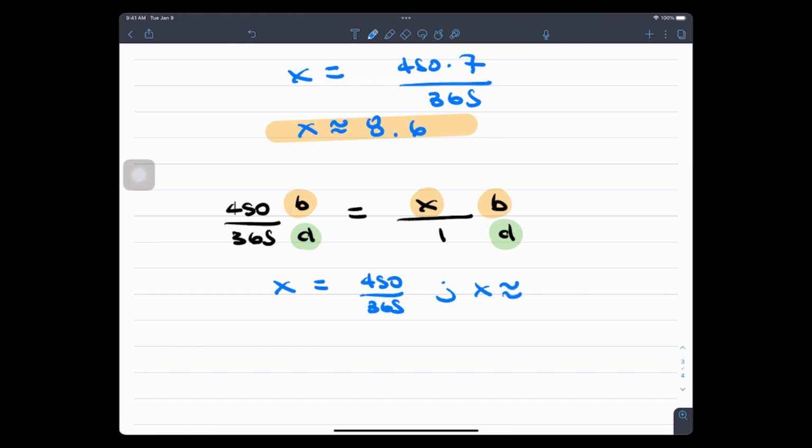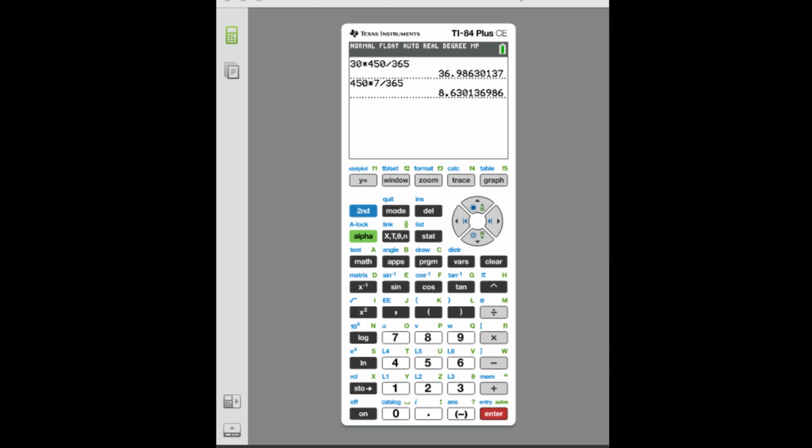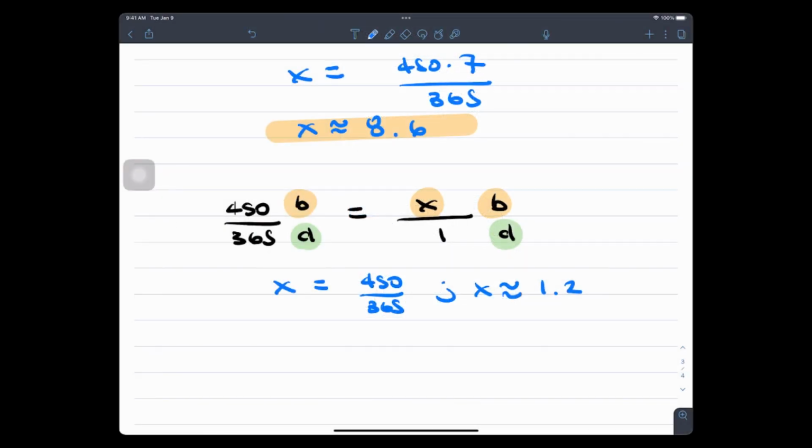What's 450 divided by 365? What do you get? 1 point what? Is that 1.2 to the nearest tenth? Ladies and gentlemen, that's 1.2 what? Isn't that 1.2 births? So what you're seeing is the daily birth rate, the daily birth ratio, 1.2 births to 1 day. That's why we put 1.2 here.